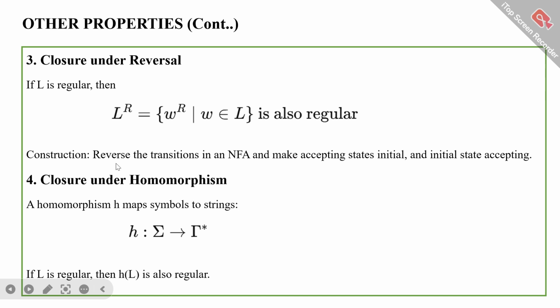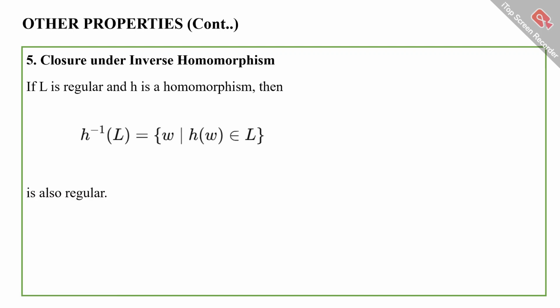Closure under homomorphism. So here the function we can write as symbols to strings. This is the input symbols, and this is the string we are going to use. So h: sigma to sigma star. If L is regular, then h of L is also regular. One example we discussed in the previous video.